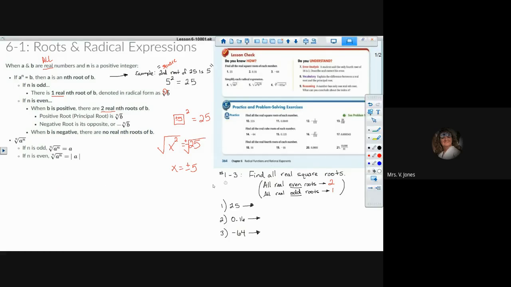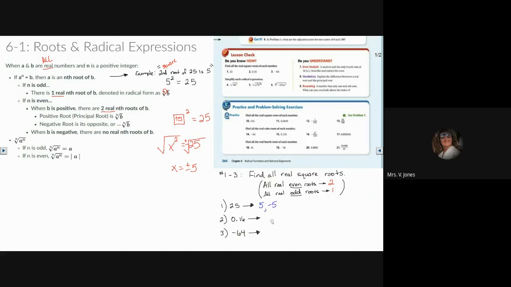So if we're talking about square root, actually, hold on, back up. Okay, we've talked about if I want to find the real roots of 25. So this number 1, we know that all the real roots of 25 would be a positive 5 and a negative 5. So we've talked about that. Okay, so that's 2 roots. We're finding all the real square roots.